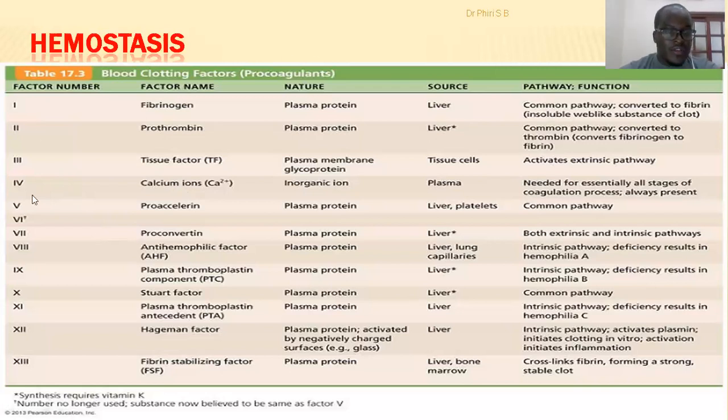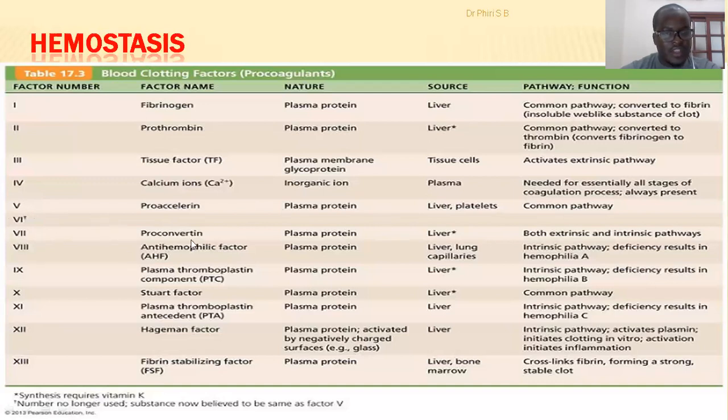Then you have factor five, the proaccelerin, which is a plasma protein produced by the liver and platelets. So proaccelerin or factor five is produced by the liver and platelets. It's involved in the common pathway. And then factor six is no longer there. So you can see factor six was removed. So you move to factor seven.